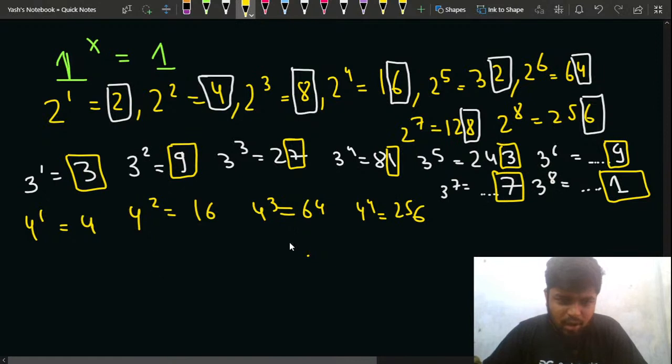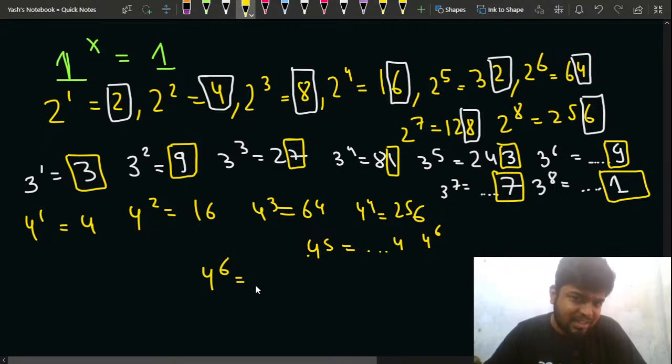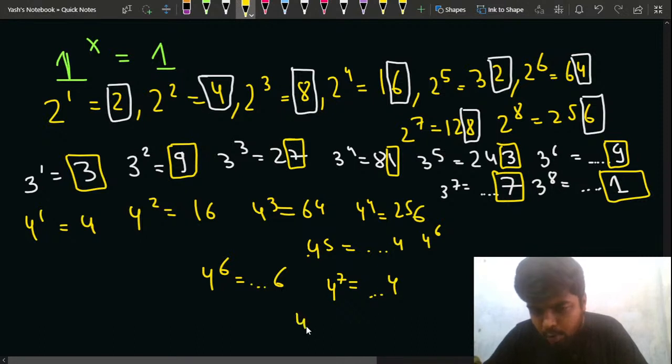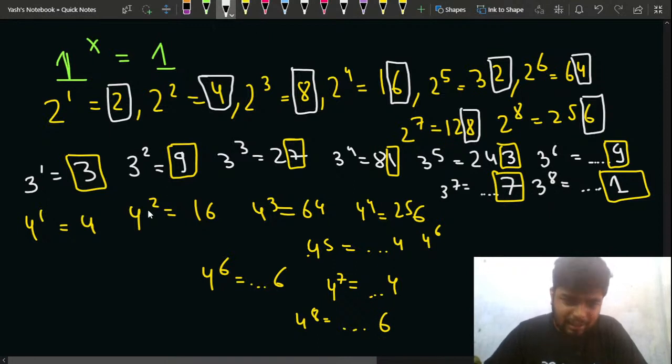And if I do 4 to the power 5, it will give me last digit 4, because 6 into 4, the last digit will be 4. 4 to the power 6, the last digit will be 6, right? Because 4 into 4 gives last digit 6. 4 to the power 7, the last digit will be 4, because 6 into 4 gives me 4, right? 4 to the power 8 gives me 4 into 4, 16, right? You can see that here also, with an interval of 4, it is repeating, right?